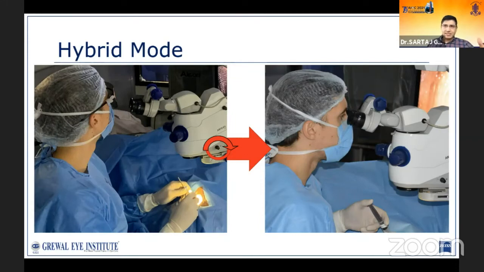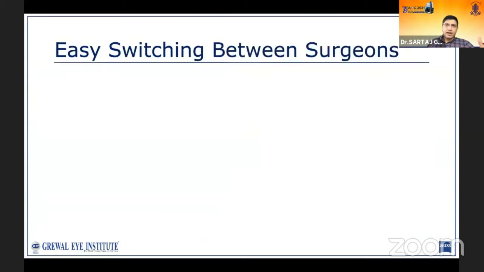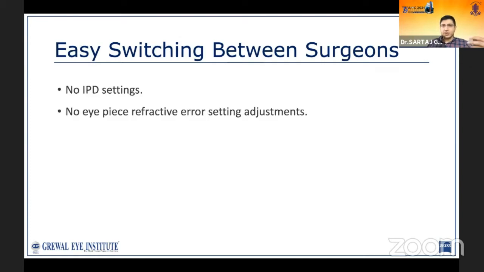You can almost seamlessly transition between heads-up and oculars. Although in my experience, I have never felt the need to switch to oculars during a surgery. Another advantage of transitioning to the heads-up viewing is that you no longer need to adjust all the different settings, such as the interpupillary distance, or the refractive error, or the high eye point position on the inclination of the binoculars when you're switching from one surgeon to the other.